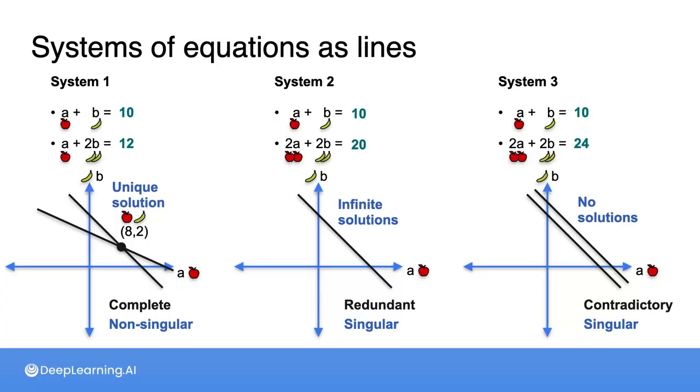Recall that these are the three systems you've been studying, where system 1 has a unique solution, so it's complete and non-singular. System 2 has infinitely many solutions, so it's redundant and singular. And system 3 has no solution, so it's contradictory and singular.